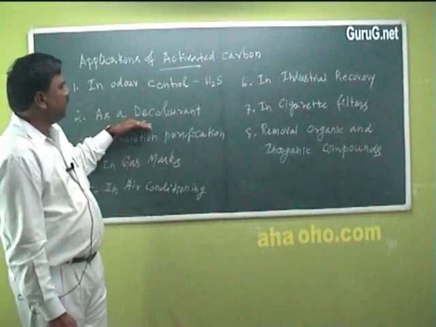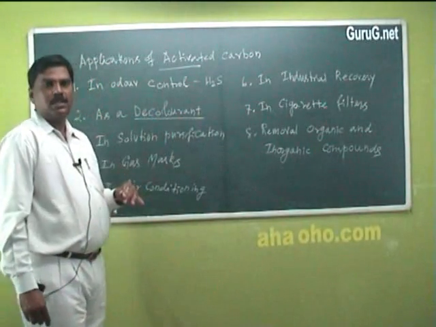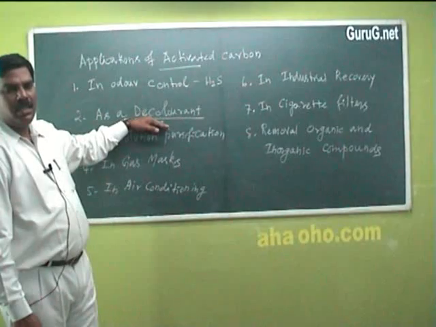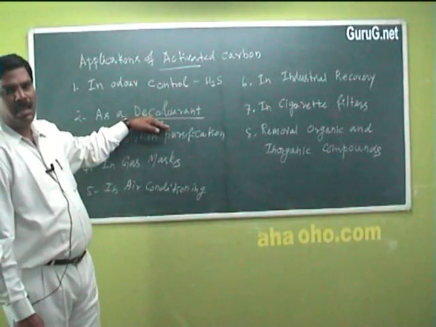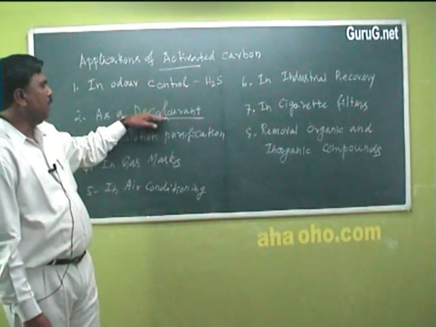Next one is as a decolorant. Color should be removed by using the adsorption process, for example in sugar solutions and dye effluents. The effluent coming out from dye industries is colored. Color should be removed by the process of adsorption.